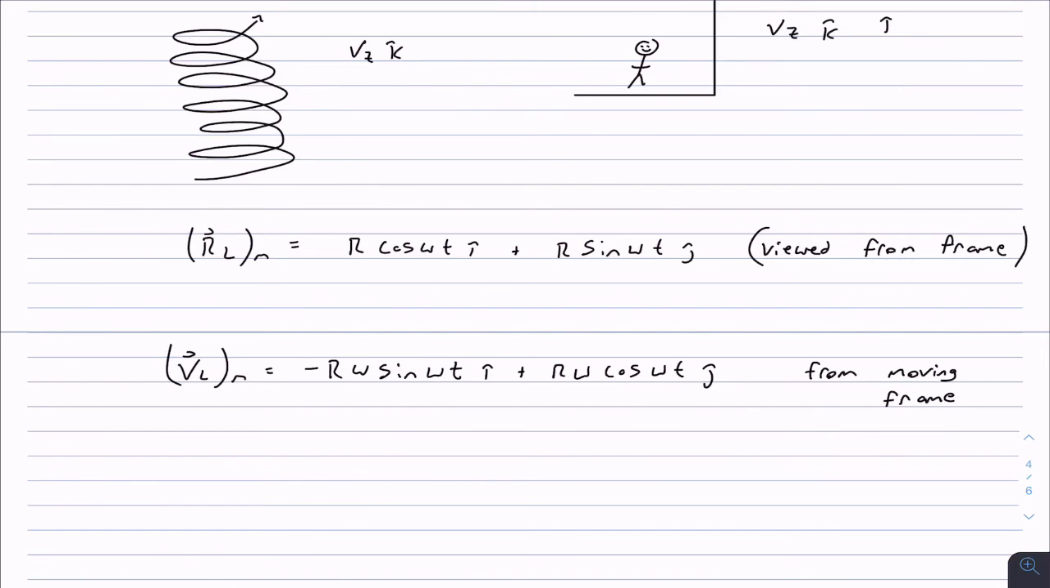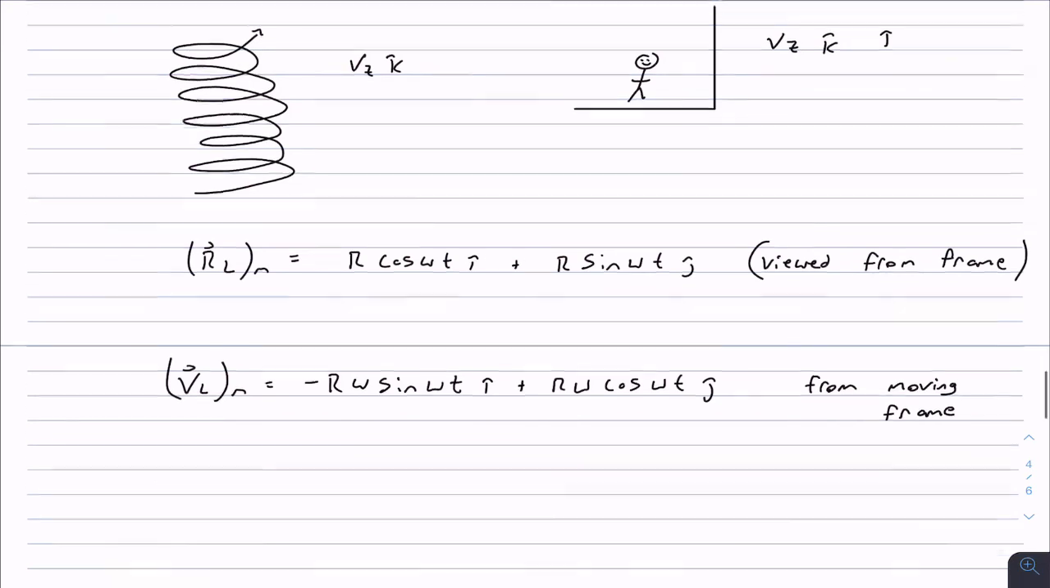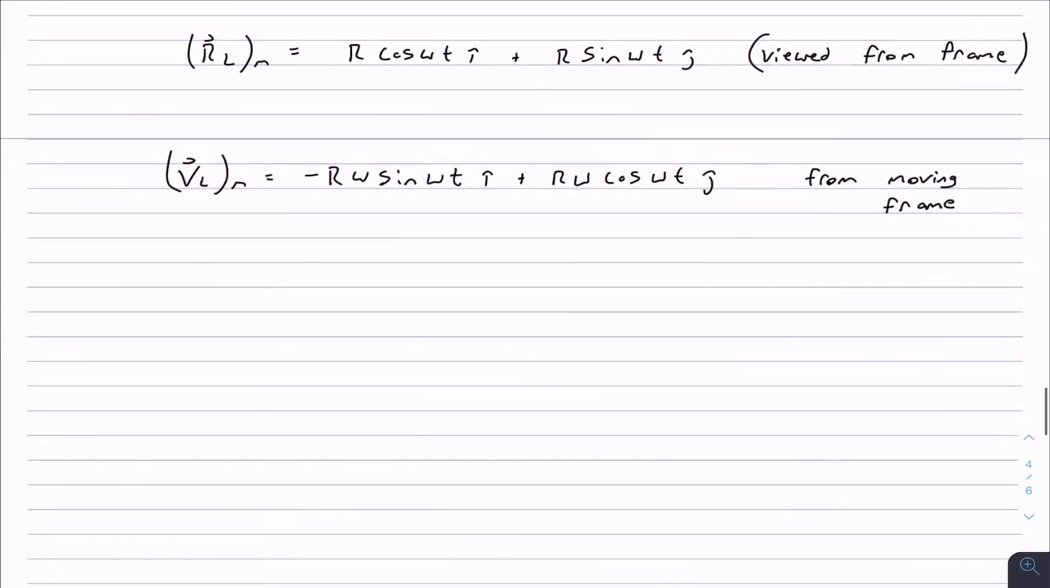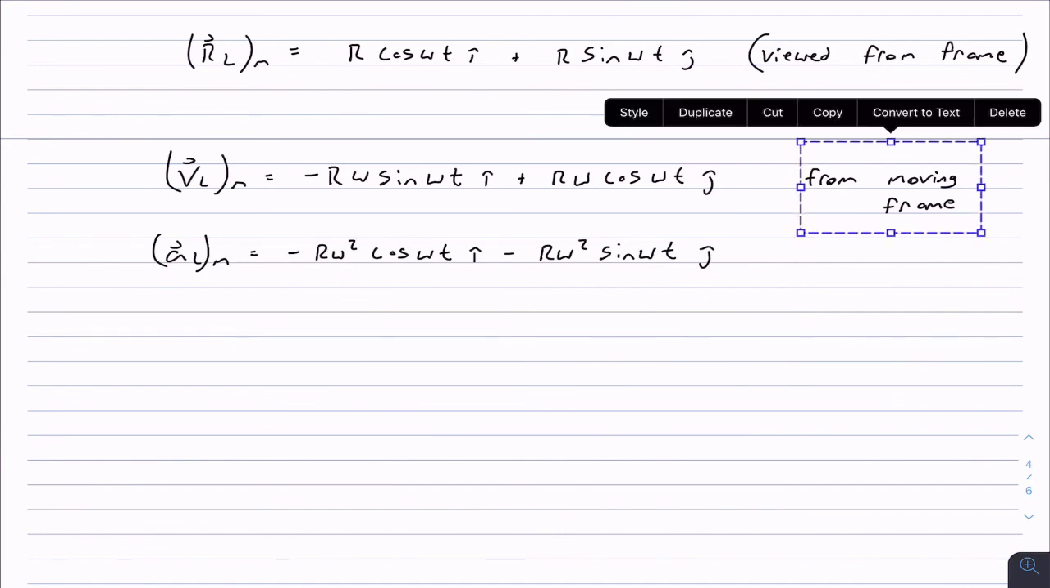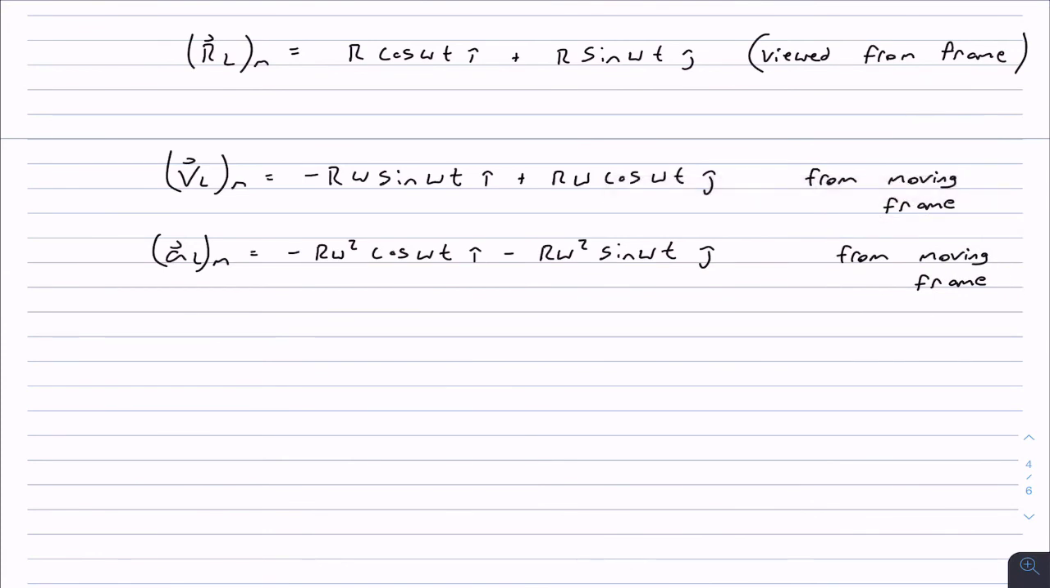What is the acceleration of the particle in each frame? Well, we've already found this part, so let's just keep going with this one. This is equal to negative r omega squared cosine omega t i hat minus r omega squared sine omega t j hat. And this is, again, as viewed from the moving frame.